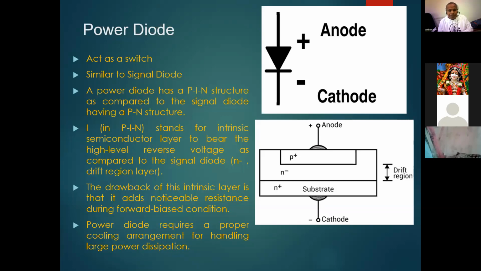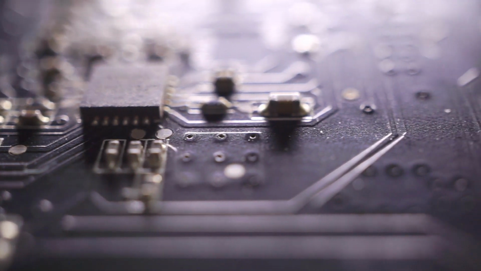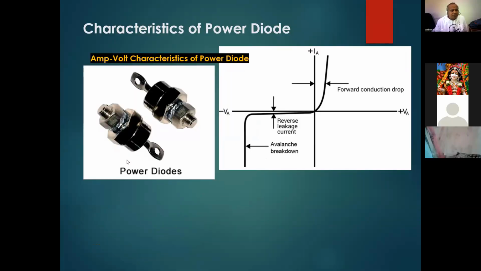They require a proper cooling arrangement for handling large power dissipation, and that is where you need a heat sink for connecting a power diode. If you see here, this is the power diode. You have the anode, and this is our VI characteristics.